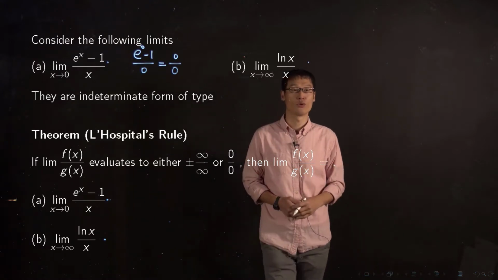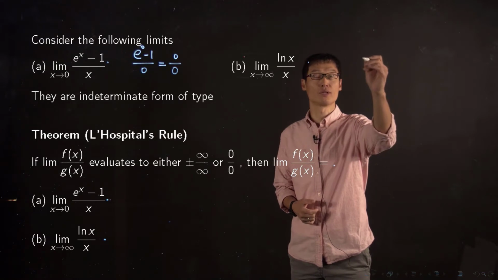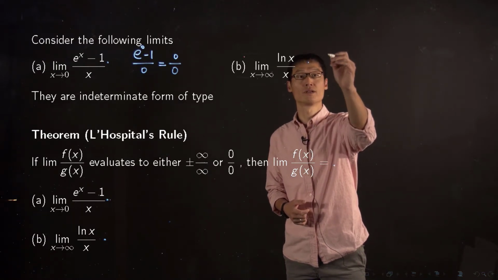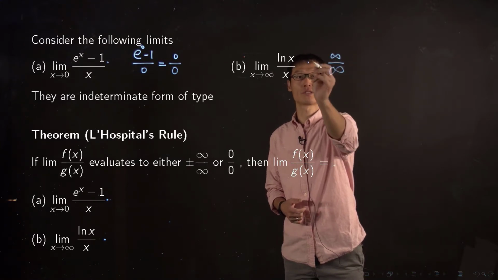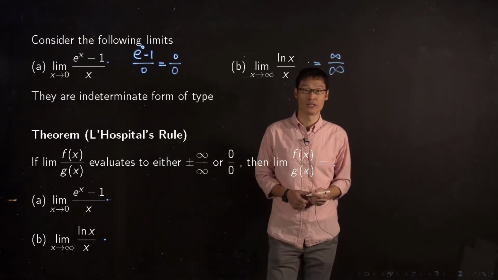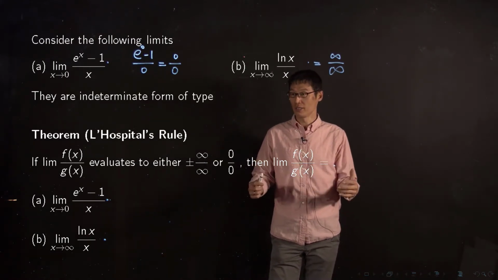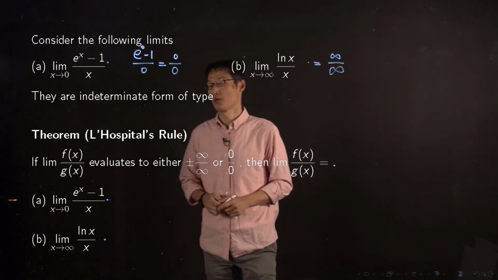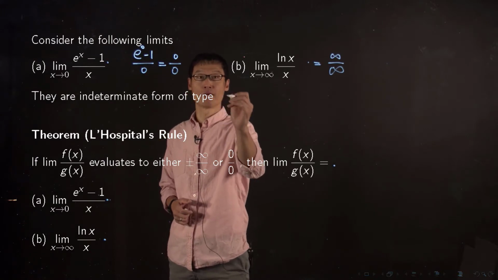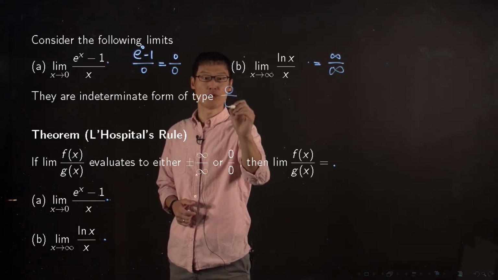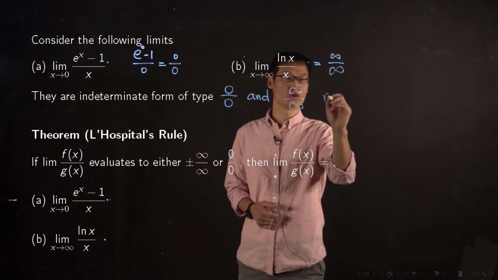Example B is also quite interesting. When x tends to infinity, ln x will give you infinity, and x, of course, will give you infinity. So this limit is kind of indeterminate. We will discuss a nice tool to find limits of those types. Those limits are called indeterminate forms of type 0 over 0 and infinity over infinity, respectively.